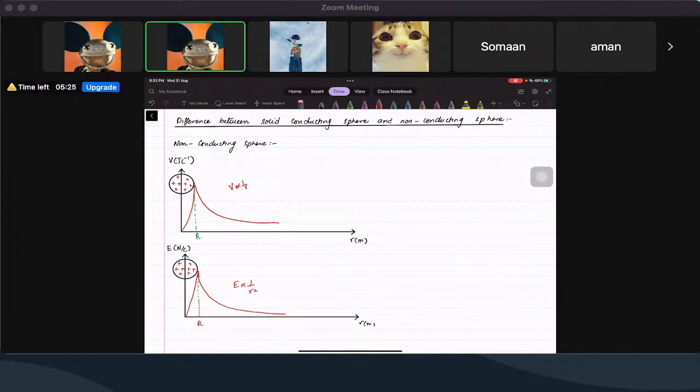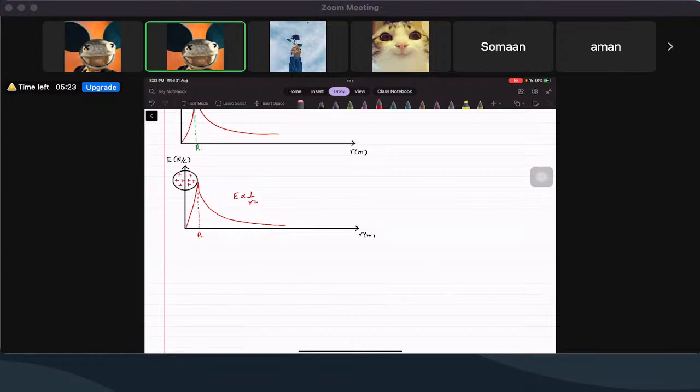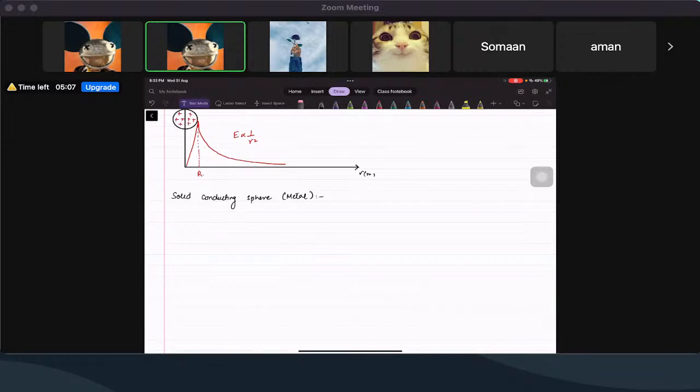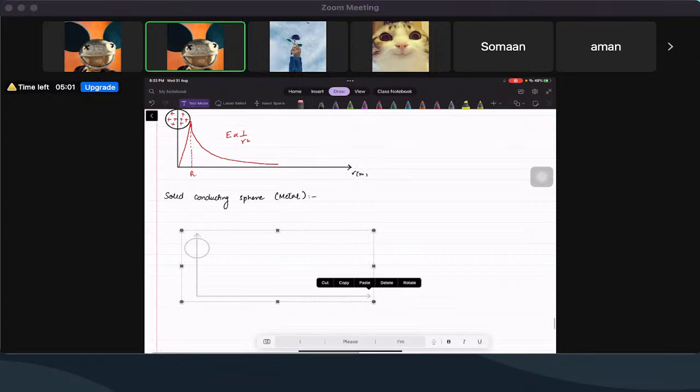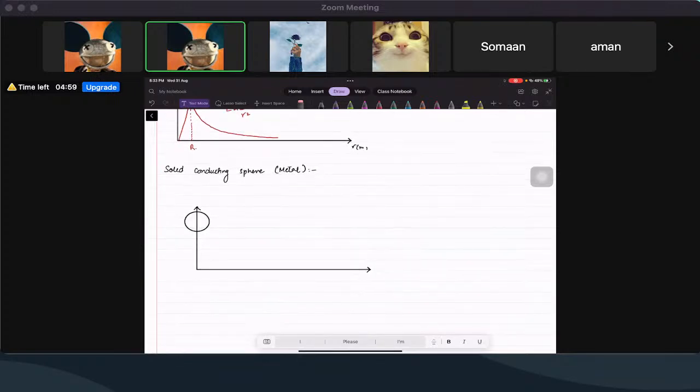Now, the next thing is a solid conducting sphere, and when it is a metal. Of course, metals are conducting, that's fine. So these have a different way. In a solid conducting sphere, the charges, you know about free electrons and stuff, basically don't stay at the center, but just gather at the edges.